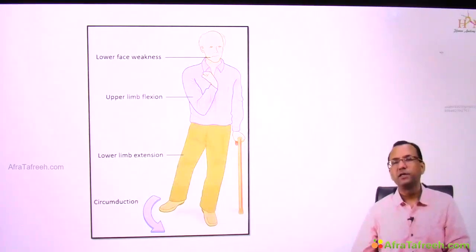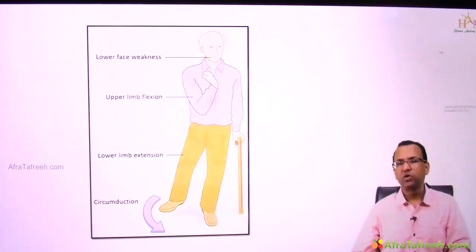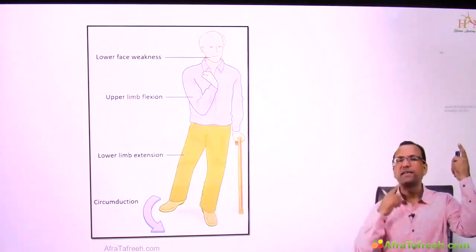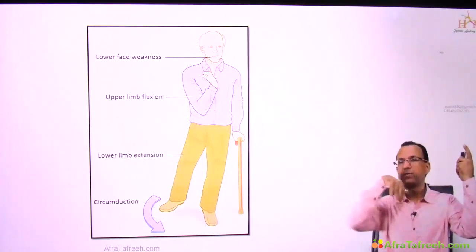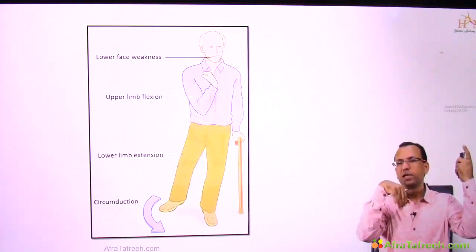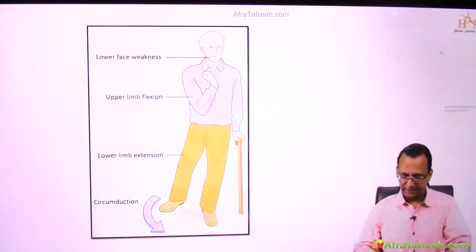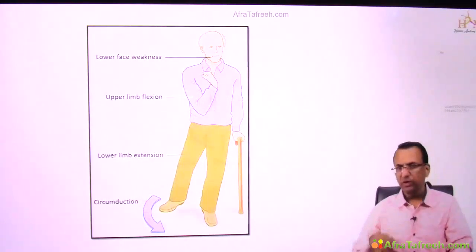Where is the injury? The injury was in the genu of the left side. So genu of the left side, lower face involved? Yes. And the upper limb goes into flexion deformity? Yes. And the lower limb goes into extension deformity? Yes. Circumduction gait. So this is what you have to understand.